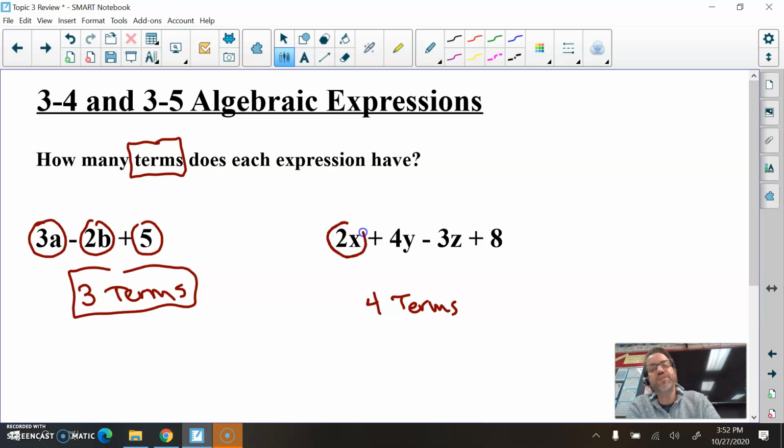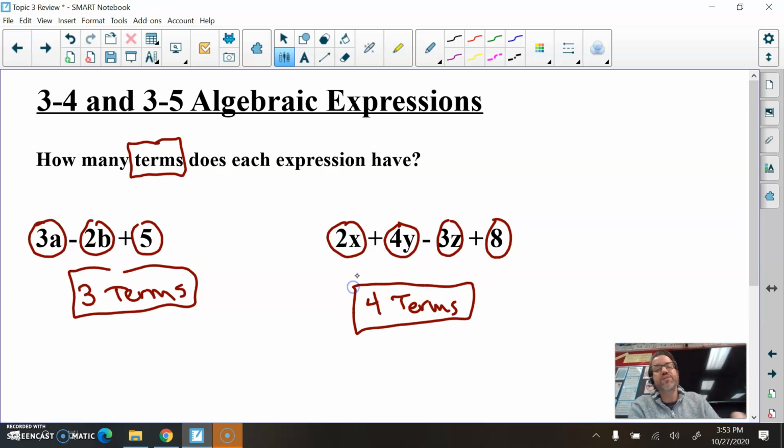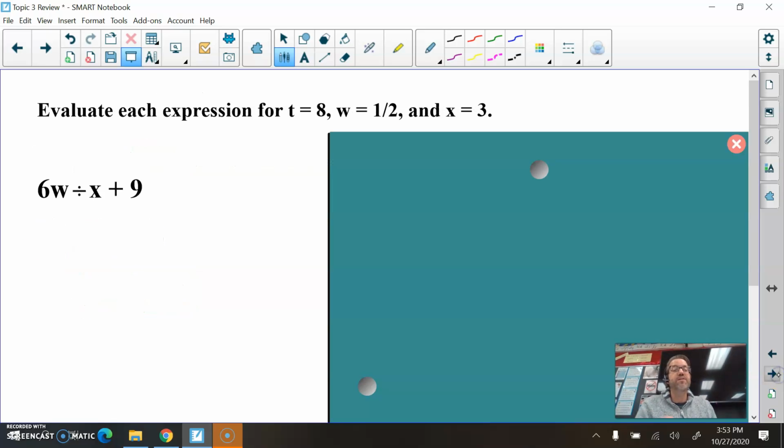And you can see we have this is a term, 2x, 4y is a term, 3z is a term, 8 is a term. They're separated by the plus signs and the minus signs. Okay, so we do need to understand what terms are and how many terms there are in an expression.